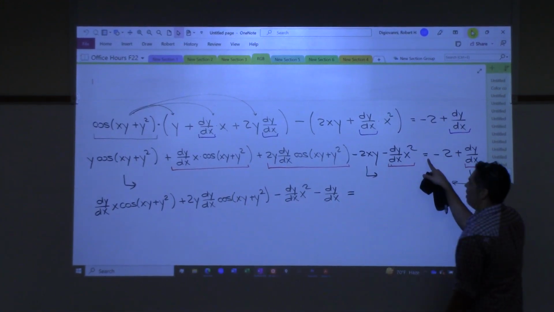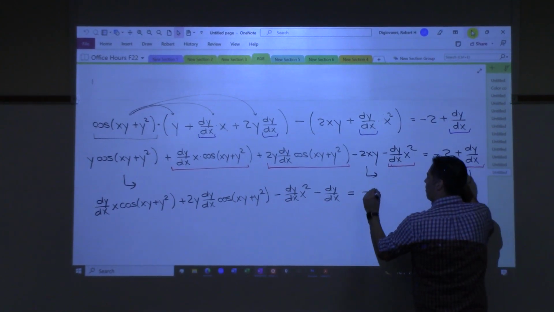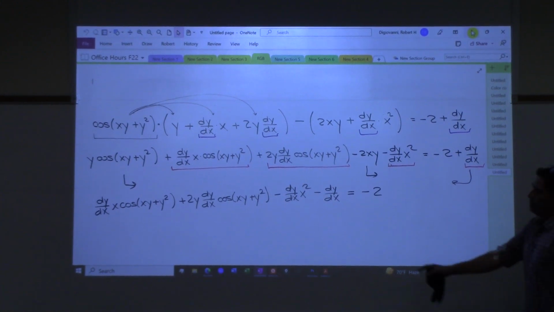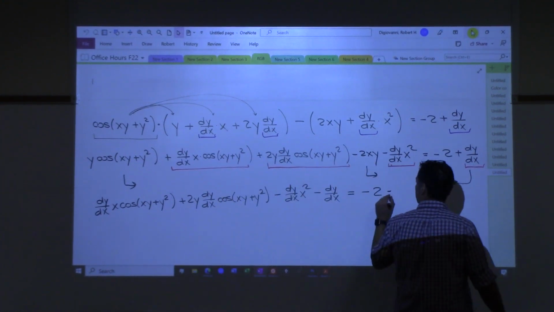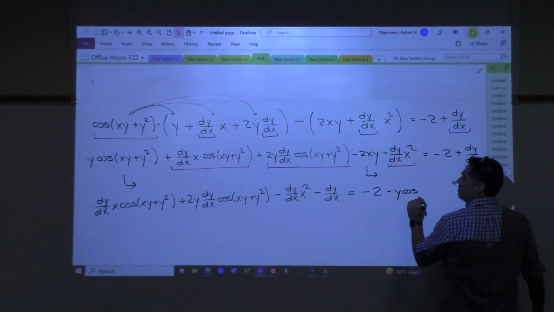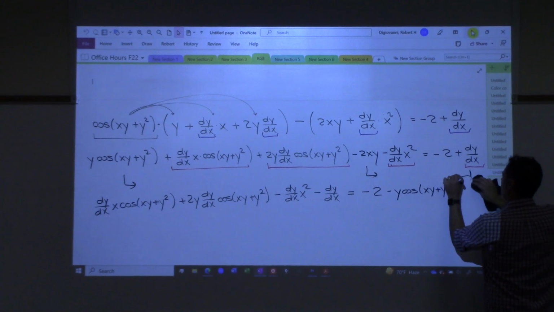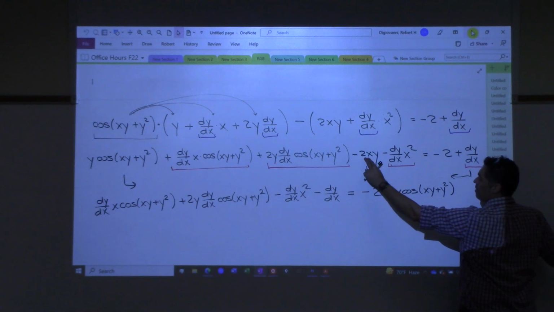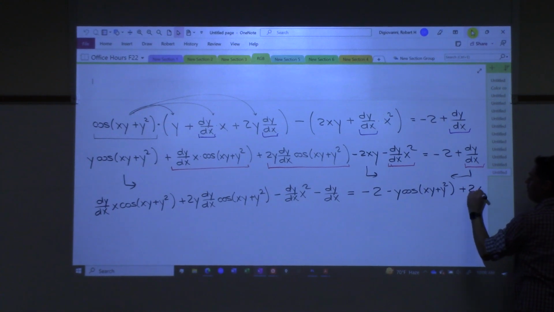Equals, now on the right side, I have negative 2. That was there to begin with, wasn't it? But what comes to join this? What joins that over on the right-hand side? You have this right here. So over there, it's going to be minus that, right? So minus y cosine of xy plus y squared. And then what else joins over here? The minus 2xy comes over here and becomes plus 2xy, right? When you bring it to the other side, you change the sign.